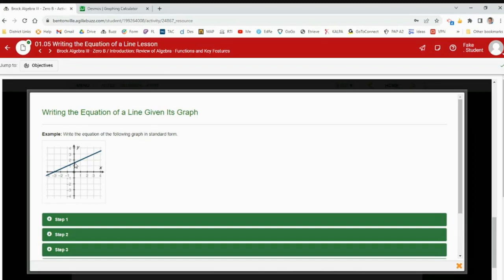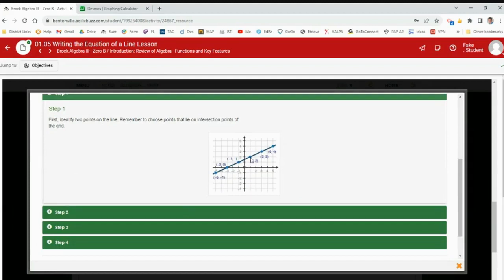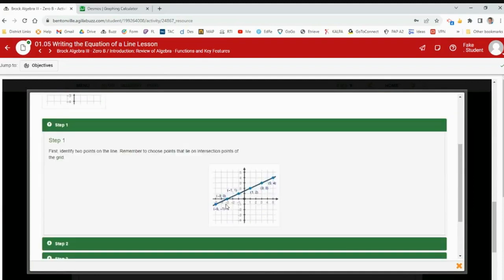This has a 1.5 y-intercept. It does not cross at an even number. It crosses at a decimal number or a fraction. But you can still write that. So it has the steps that you go through. See, it's taking these points to figure out things. There's a point that it crosses. So it's labeling those points.